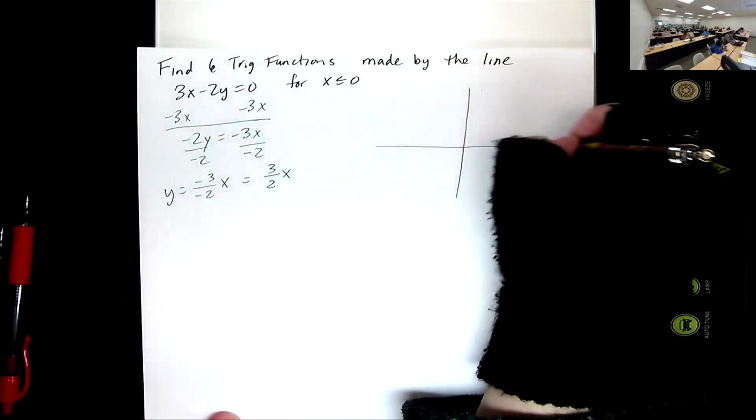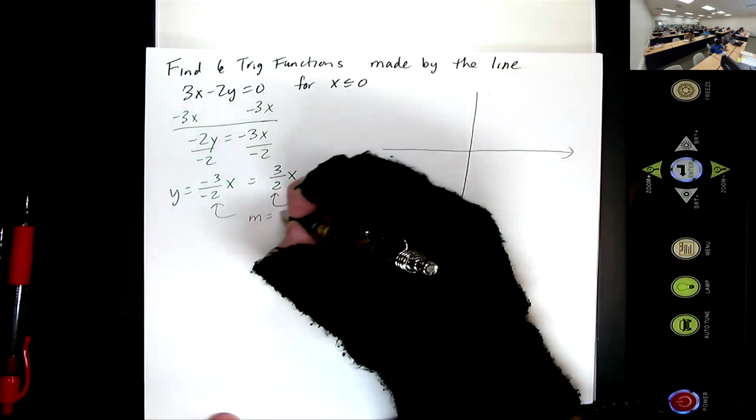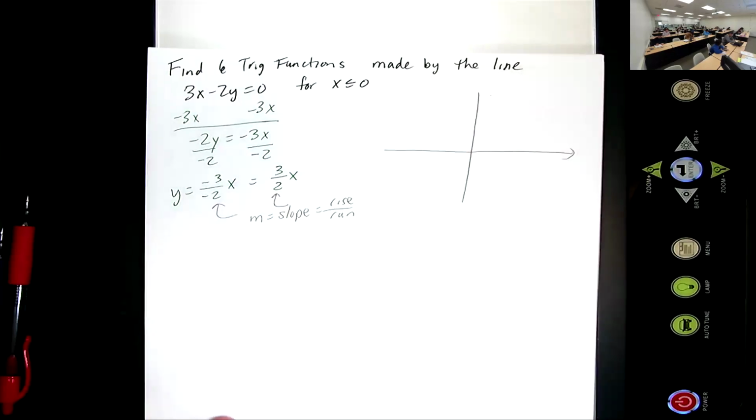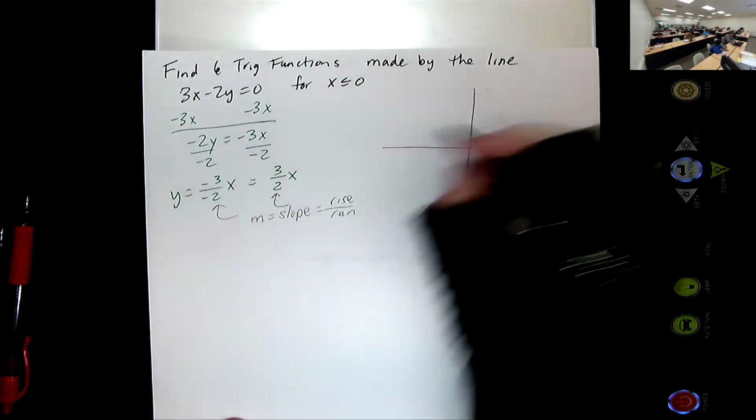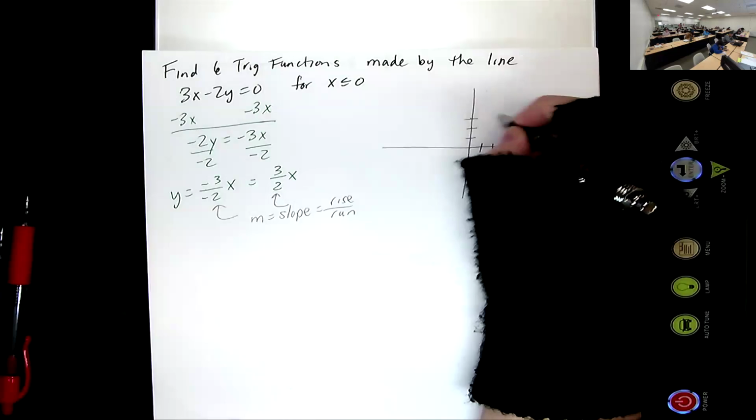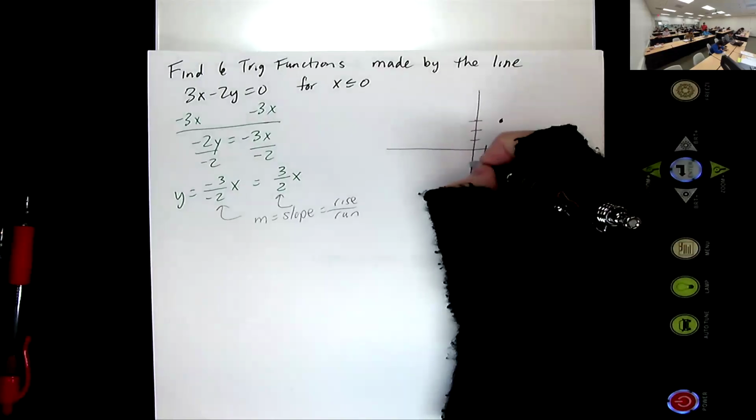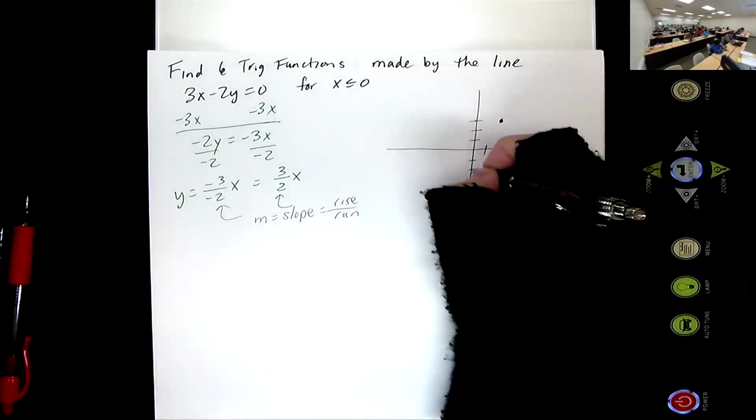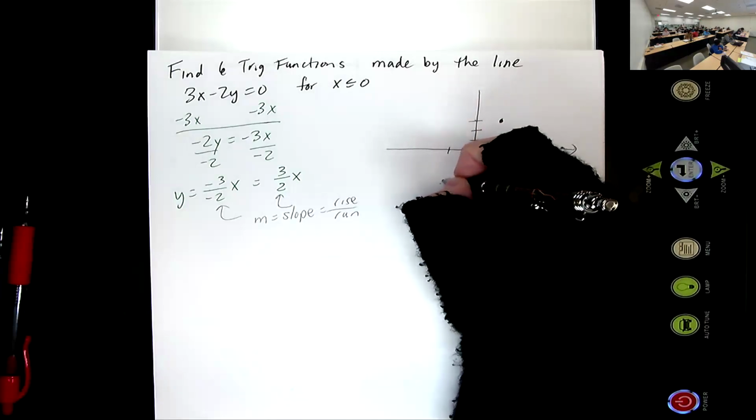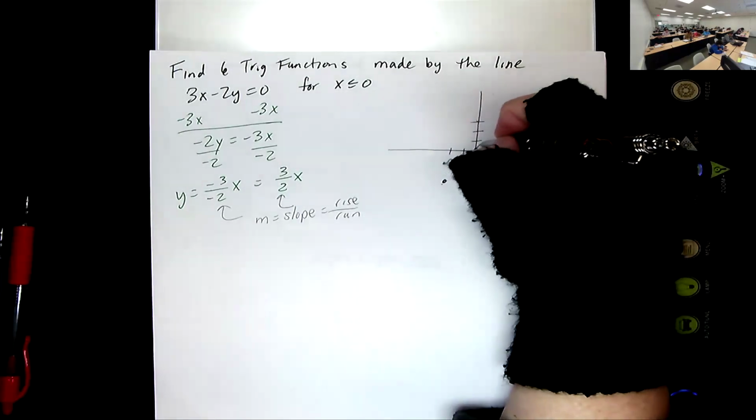Now, if you remember your algebra, this part here is m, and it gives us our slope, which is rise over run. Which means I would have a rise of 3 and a run of 2. It's a point right there. Or I could go the other direction using the negative values, go down 3 and go left 2 and put a point over here. So this is that line.